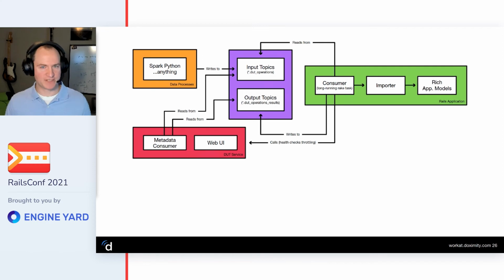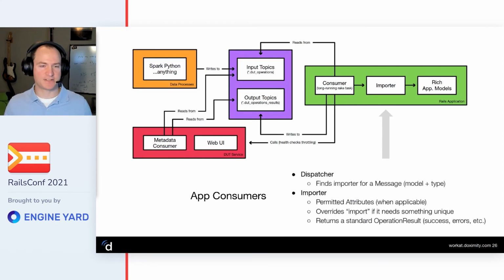Cool. So we talked about the data side. Now let's talk about the application side. So the app consumers, that's this Rails part up here. What are some of the things that it needs? First, as part of consumption, you'll need the concept of a dispatcher. As you are reading from this topic, you will need something that will be able to look at the message that's coming in and find the correct importer for that message. For us, we use model and type. So you tell it the model, you say that it's an update, and then we use that to look up the proper class in order to run that through our system.